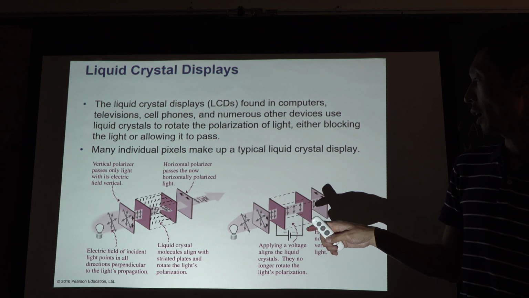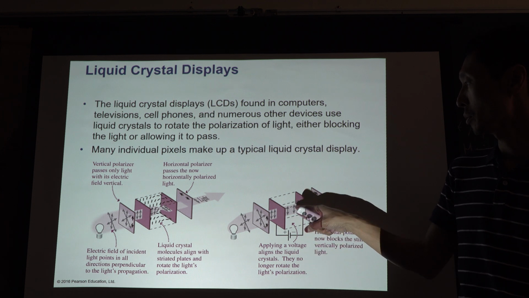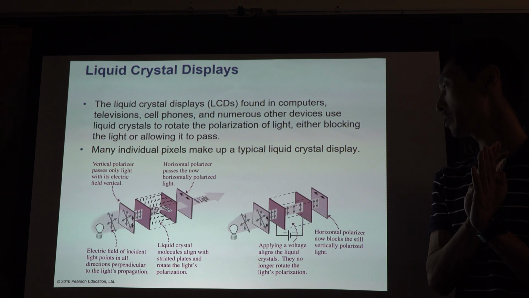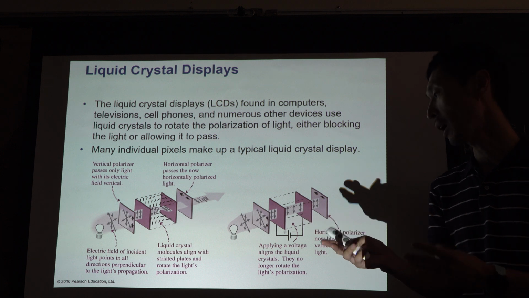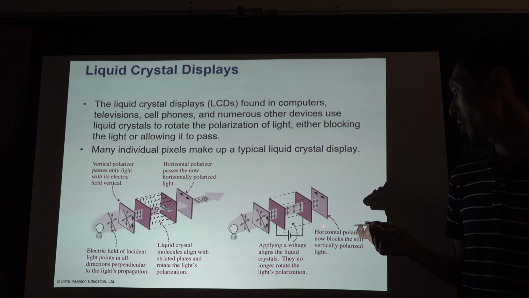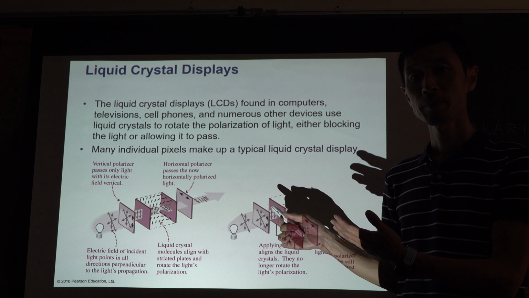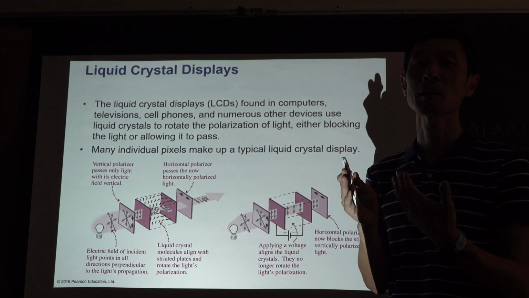And then applying the voltage aligns the liquid crystals. So you can change the voltage here to change the direction of the liquid crystal, so you can control what kind of light is coming out. They no longer rotate the light's polarization. The horizontal polarizer now blocks the still vertically polarized light. So in this way, you can adjust the amount of light coming out.